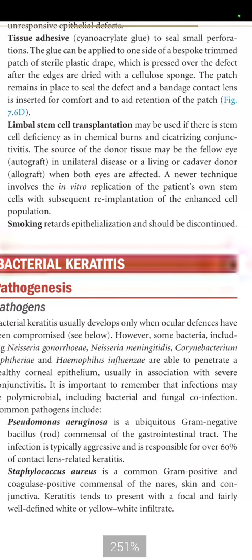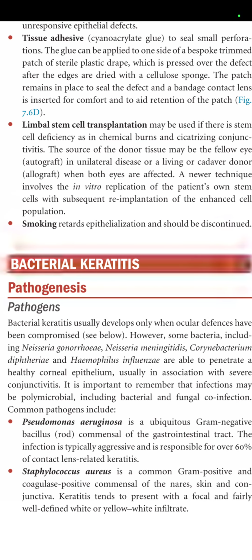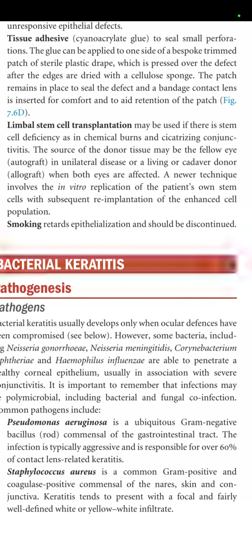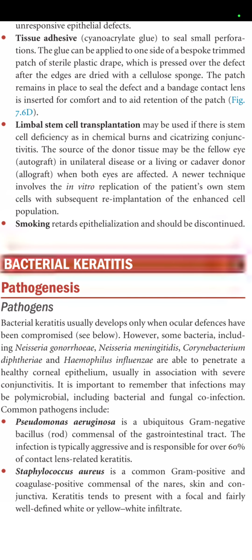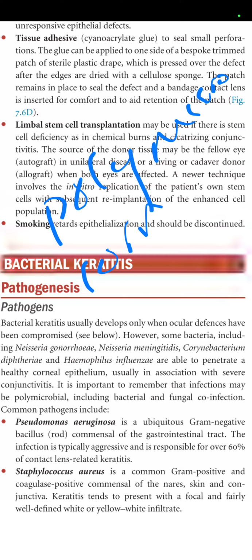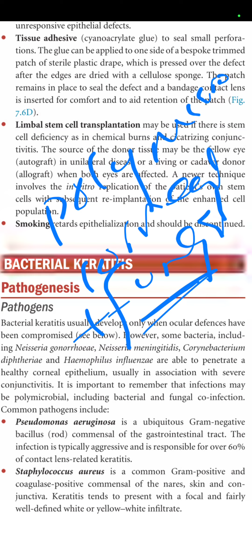It is important to remember that infection may be polymicrobial, including bacterial and fungal co-infection. So what does it mean? Polymicrobial means multiple bacteria can attack the cornea at the same time. And it can be associated with fungal infection as well, so bacterial plus fungal.